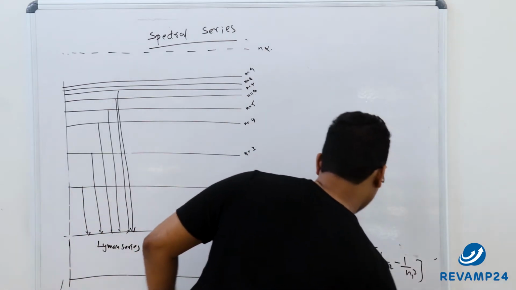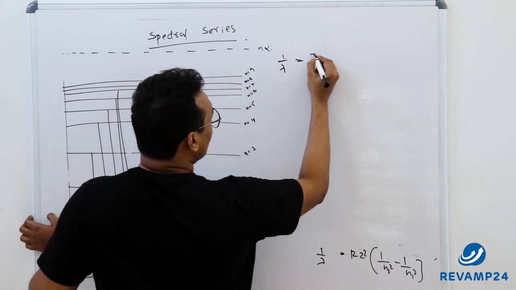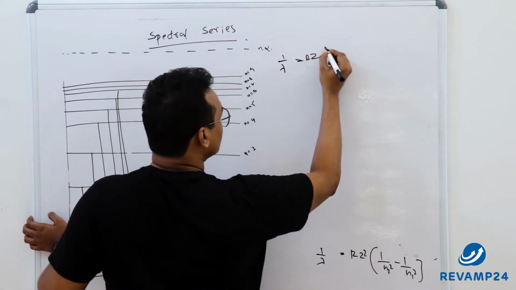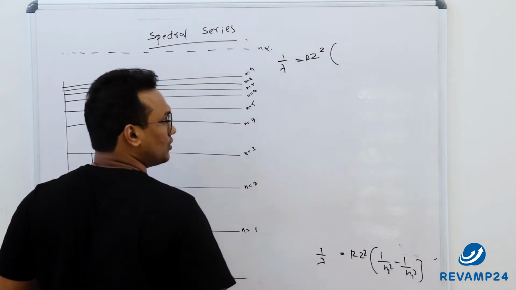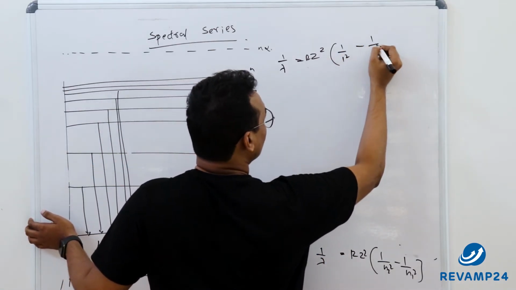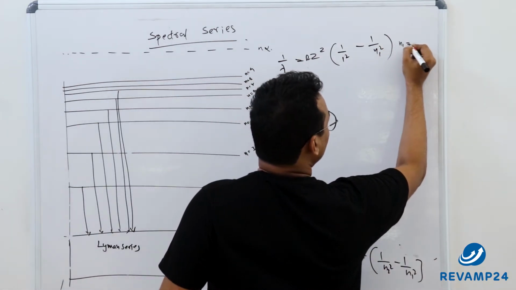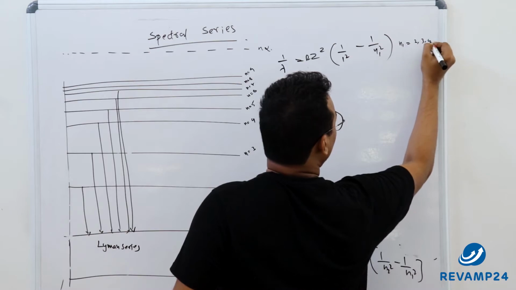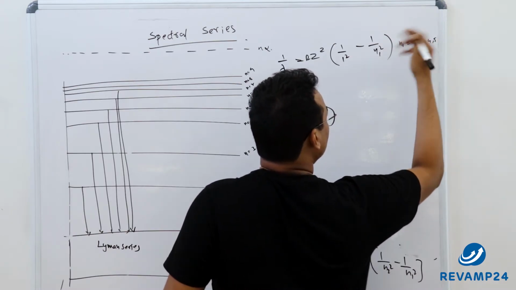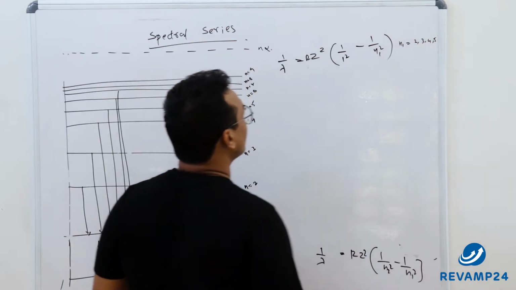From now we are only going to use this equation. With the Lyman series, 1/λ = R Z² (1/1² − 1/n₁²). What is n₂? n₂ is 1. And n₁ can be any excited level, 2, 3, 4 and 5.